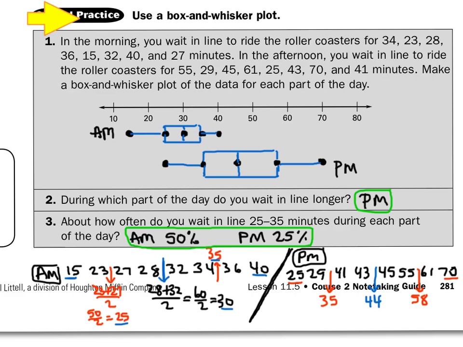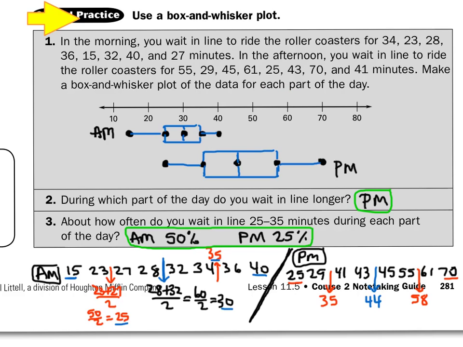Okay, so let's do this guided practice together. Use a box and whisker plot. In the morning, you wait in line to ride the roller coasters for 34, 23, 28, 36, and so on minutes. In the afternoon, you wait in line to ride the roller coasters 55, 29, 45, and so on minutes. Make a box and whisker plot of the data for each part of the day.